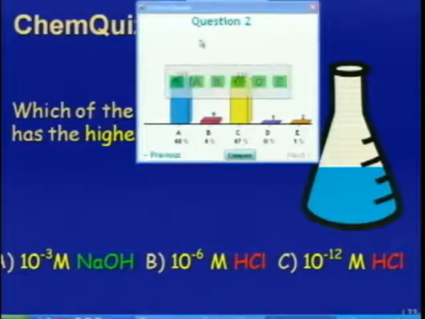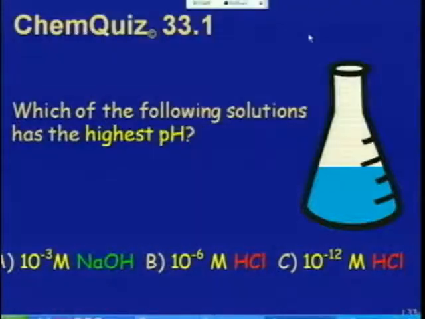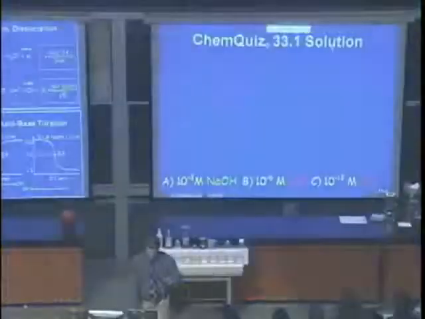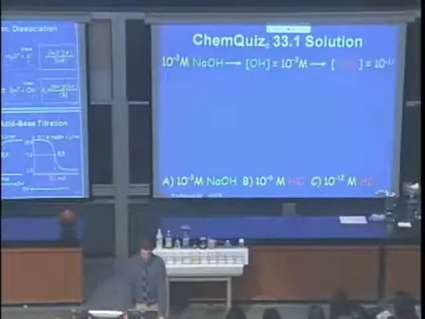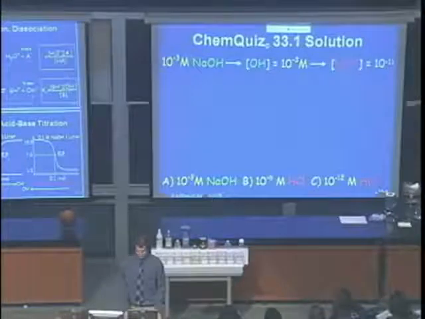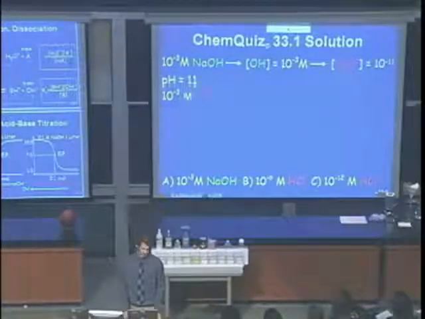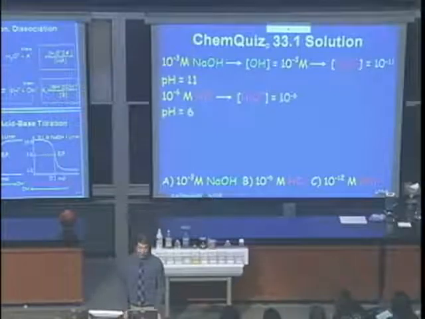We got almost even here, but I'm going to go ahead and go with A. A base should be the most basic. Now, let's clarify here. 10 to minus 3 molar OH minus means H3O plus would be 10 to minus 11 molar, pH is 11. 10 to minus 6 molar HCl in water, my concentration of H3O plus is 10 to minus 6, pH is 6.